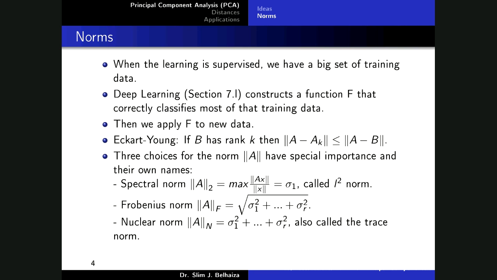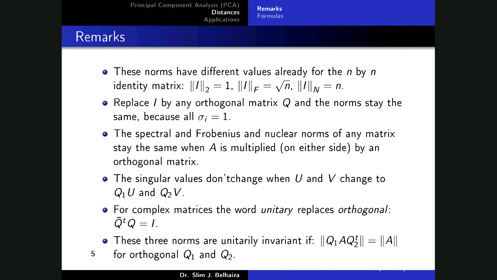For example, if you take the identity matrix I of size n by n, you can find that the L2 norm is 1, because the highest singular value here is the highest and unique eigenvalue, which is 1. While if you sum up all the singular values, I mean all the eigenvalues, here you're going to get n, and you take the square root for the Frobenius norm, and the nuclear norm gives you n.